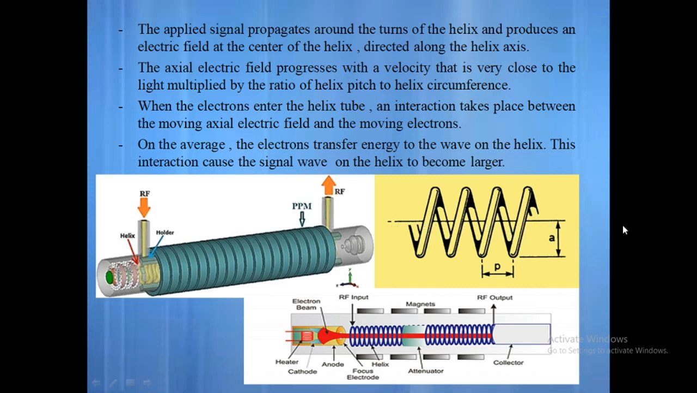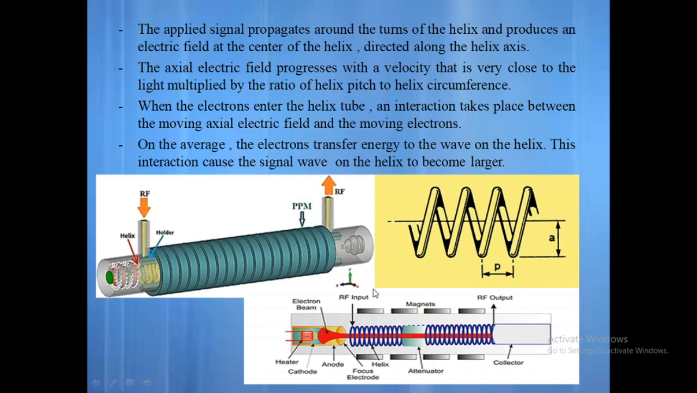This is known as the axial electric field. This axial electric field progresses with a velocity that is very close to the speed of light multiplied by the helix pitch ratio, which is nothing but the ratio of the helix pitch to the circumference. Here we have to find out the actual electric field, so in order to find that, we have to use the parameters P as well as the circumference A.